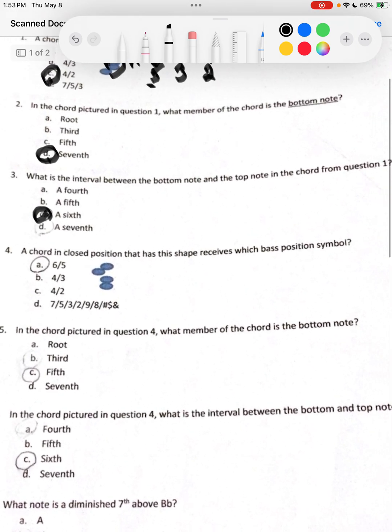A chord is in close position that receives the shape. Oh god dang it. What symbol is this? Okay, so a chord that is in 6, okay. So 6-5 is the root. 6-5 will look similar to this. Here's why. You gotta tag the first part up. This goes there. Boom, boom. There you go.